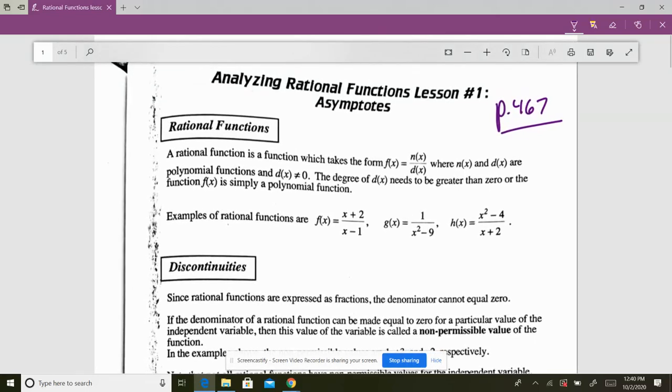What are called rational functions, which are essentially functions that have a numerator and a denominator with a variable in each one of them. All right, so they look like fractions. The thing about rational functions is when you get a variable in the denominator, what happens?